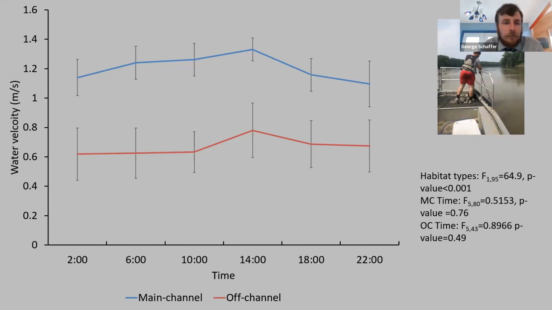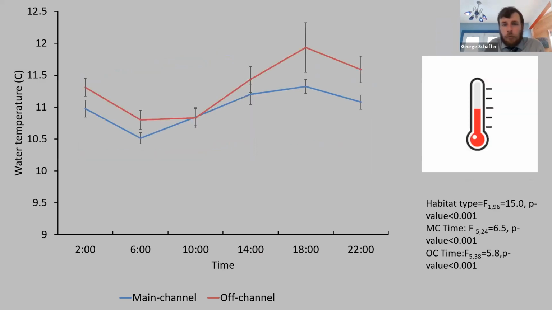So water velocity did not vary throughout different times of the day. As with water temperature, we saw a little different story, with water temperature on the y-axis in Celsius, time on the x-axis, and we're following the same color scheme as the previous slide, and the error bars are still standard error. We saw a habitat and time effect.